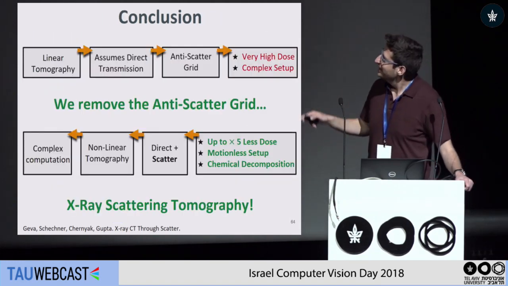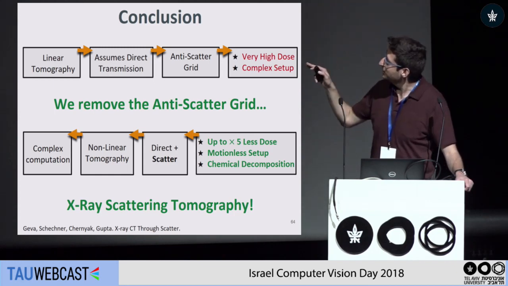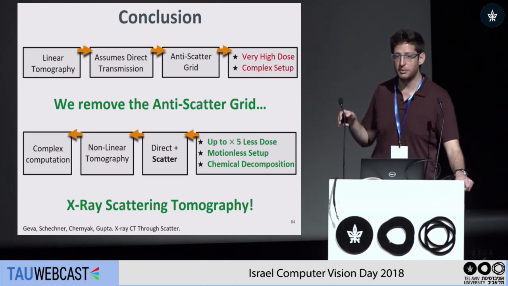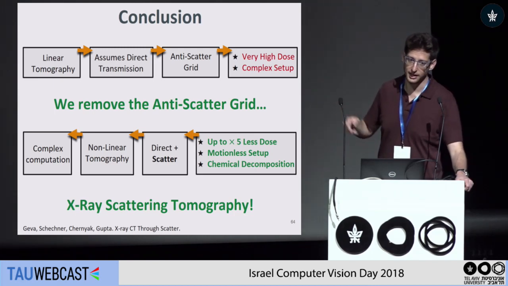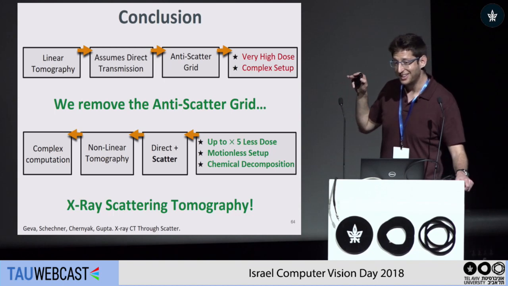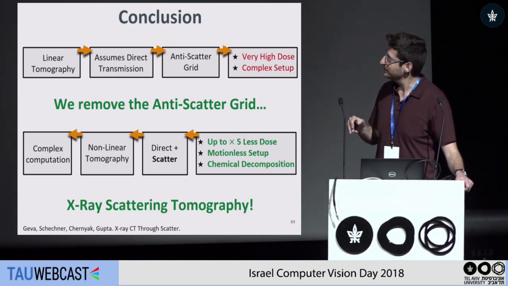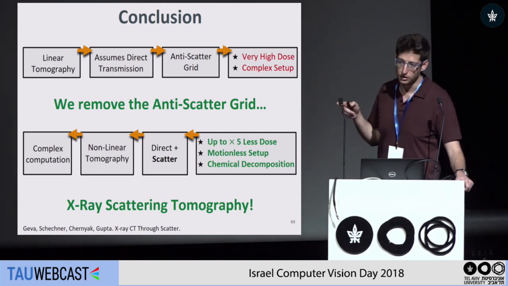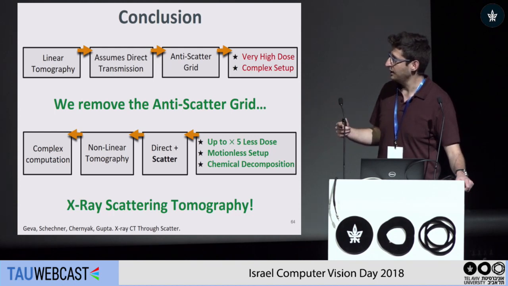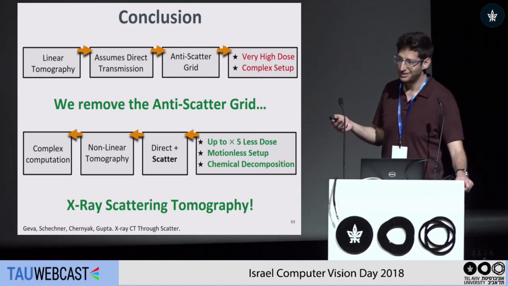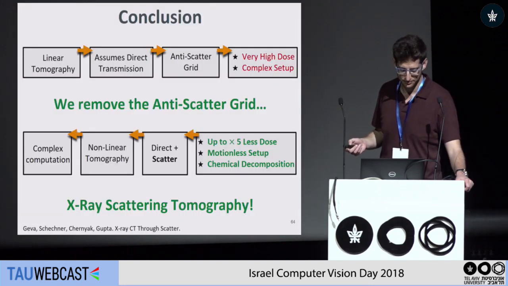Let's conclude. Linear tomography assumes direct transmission, which requires anti-scatter grid, then leading to very high dose and a complex rotating mechanism. If we remove the anti-scatter grid, we have indications that we can reduce the dose by up to 5 times. We can also develop motionless setup and perform chemical decomposition. However, we need to deal with not only the direct transmission, but also the scatter signal, which turns the tomography into non-linear and complex to compute. But our X-ray scattering tomography can do it. Thank you.